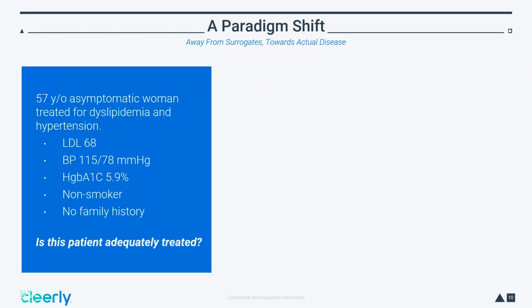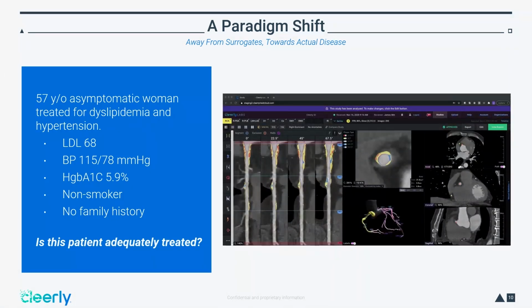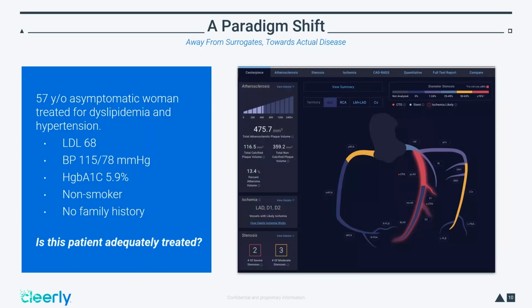So instead, what we're going to do is we're going to go to evaluations using actual disease, right? So here's a woman who's asymptomatic, no risk factors. And then when you start to look at what she looks like, you can see that she's got an enormous amount of disease. She's got an enormous amount of non-calcified disease. She's got an enormous amount of low attenuation non-calcified disease. She's got severe stenosis, and she's got ischemia, and she's completely asymptomatic. These are the people we miss, right?